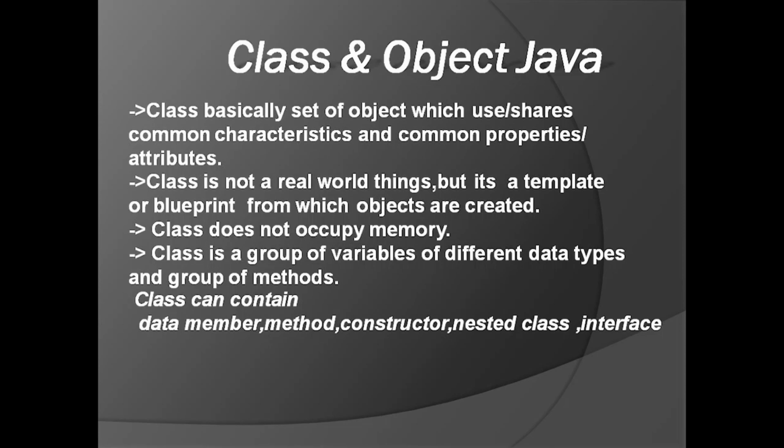Class does not occupy memory unless or until we create an object of that class. It's not going to occupy any memory. The class gives a group of variables of different data types. A class can contain different sorts of things like methods, data types, instance members, static methods, static members, constructor, nested class, interface, method. Constructor is something we will talk about in later videos. Let's move on from here first.